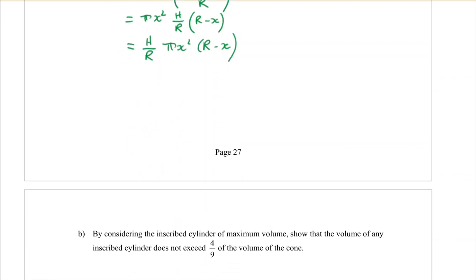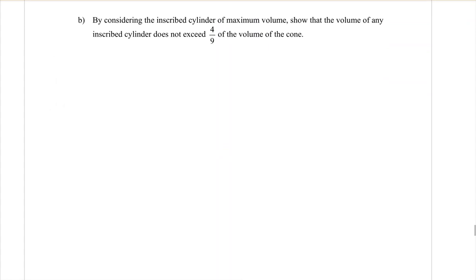Okay, part B. By considering the inscribed cylinder of maximum volume, show that the volume of any inscribed cylinder does not exceed 4/9 of the volume of the cone. So we're trying to find a maximum. To start with that part.